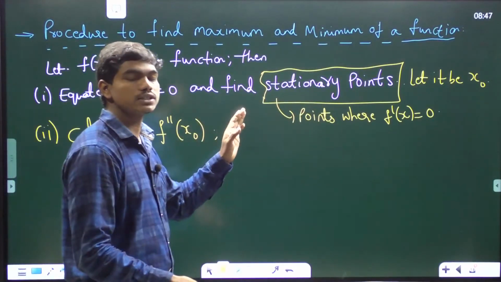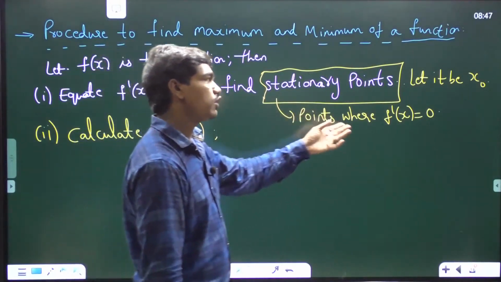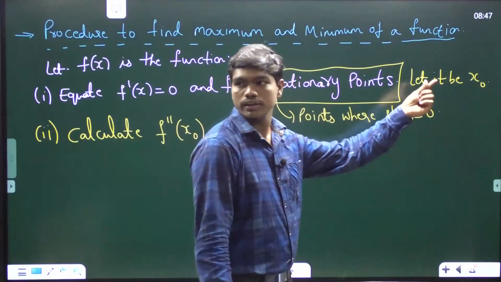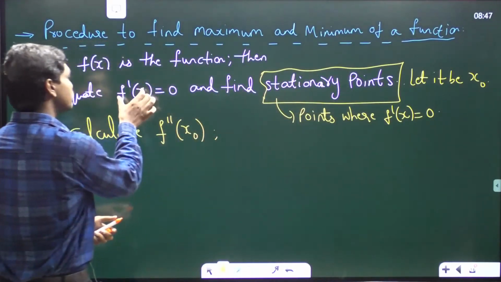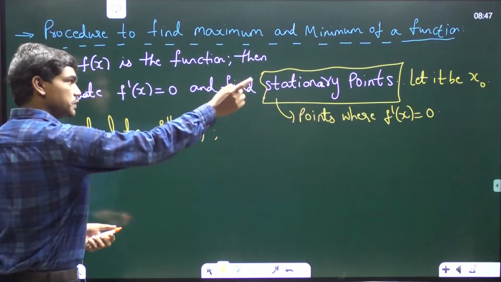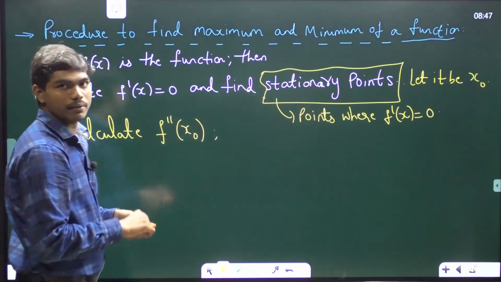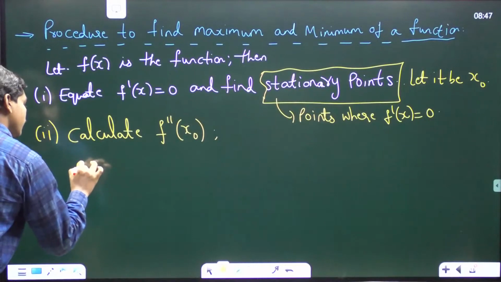Once you get f of x, you will differentiate that and equate to 0. Then you will get a stationary point x0. Then once you get x0, you will calculate f double dash of x0. Basically, you will differentiate this function one more time and substitute that x0 value here to get f double dash of x0. Now there are different cases.